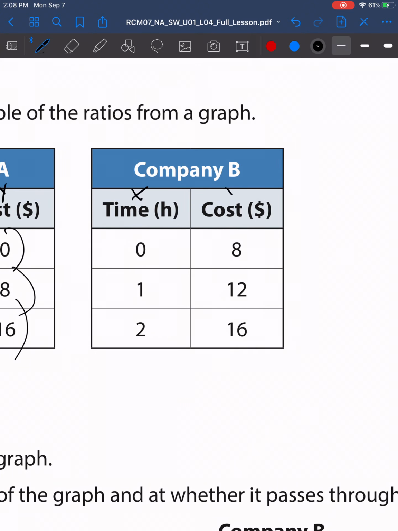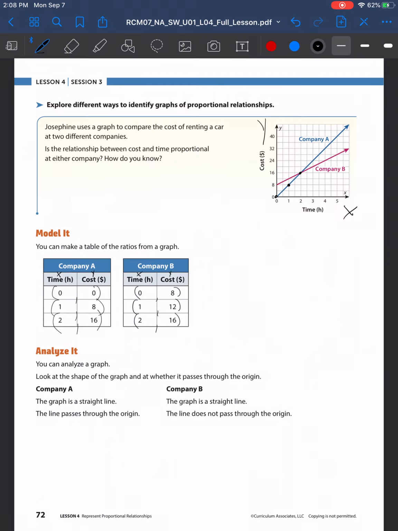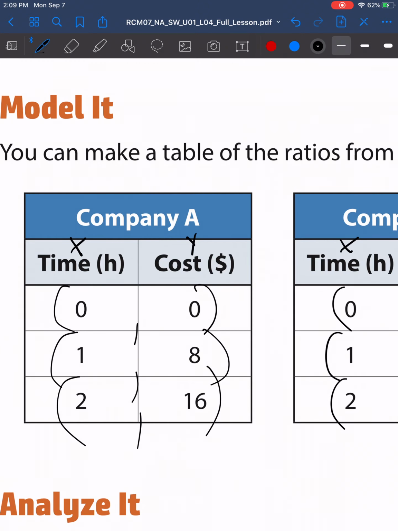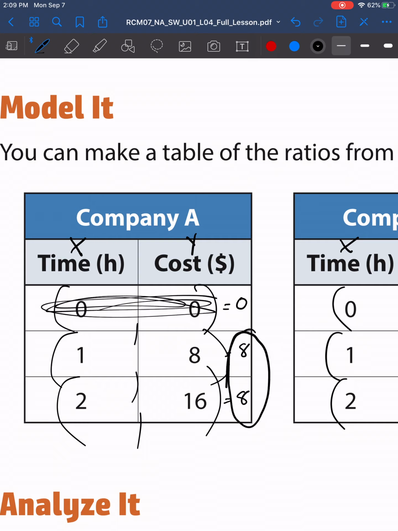And then for company B, they did the same thing. This is still your x's, and this is still your y's, and they just basically made them into an ordered pair, into coordinates, okay? Once you have your coordinates, can you now find the slope by taking y divided by x and see if you can get the same answer every time? Let's test that out. What is 0 divided by 0? 0. What's 8 divided by 1? 8. What's 16 divided by 2? 8. So besides 0, 0, that one doesn't matter. Do I have a constant proportionality? Yeah.